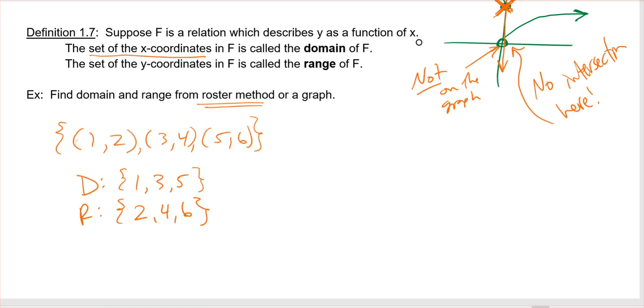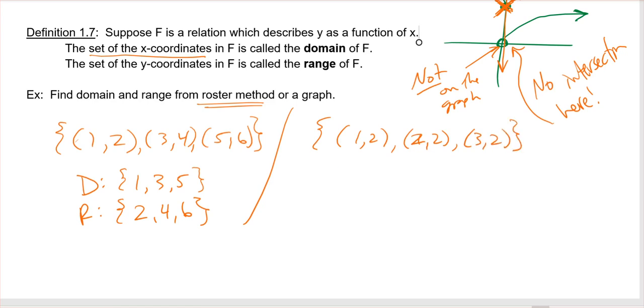So something that we might make an error on here is if we have repeated y values, maybe. So if I have maybe 1, 2, 1, 2, or 2, 2, 3, 2.